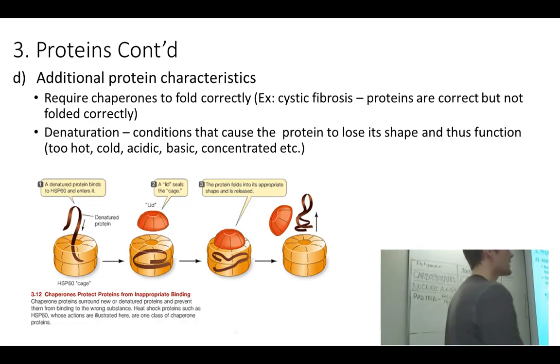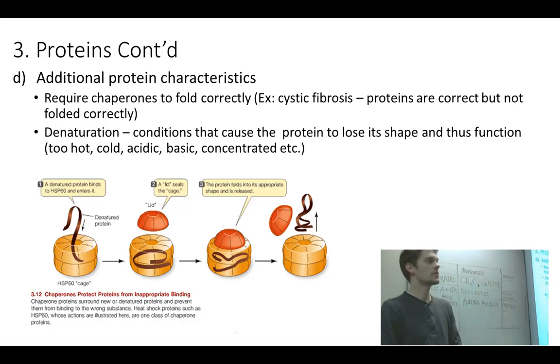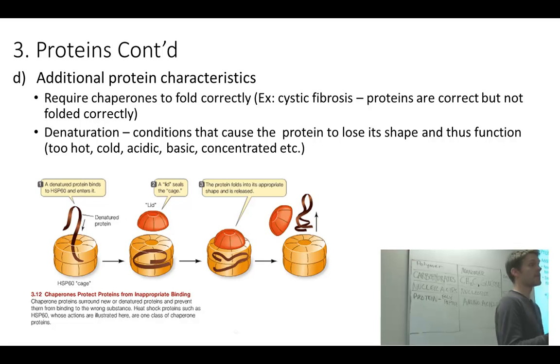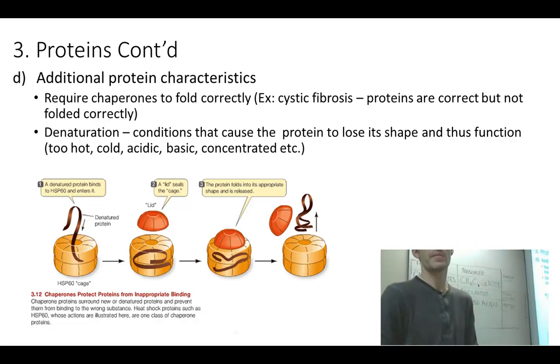If a protein is exposed to too much heat or too much cold or too many ions, too salty conditions, it may denature. The protein itself may not change, but the actual folding of the protein may come undone. Okay? And that's called denaturation when it becomes unfolded. It loses its shape, loses its function.